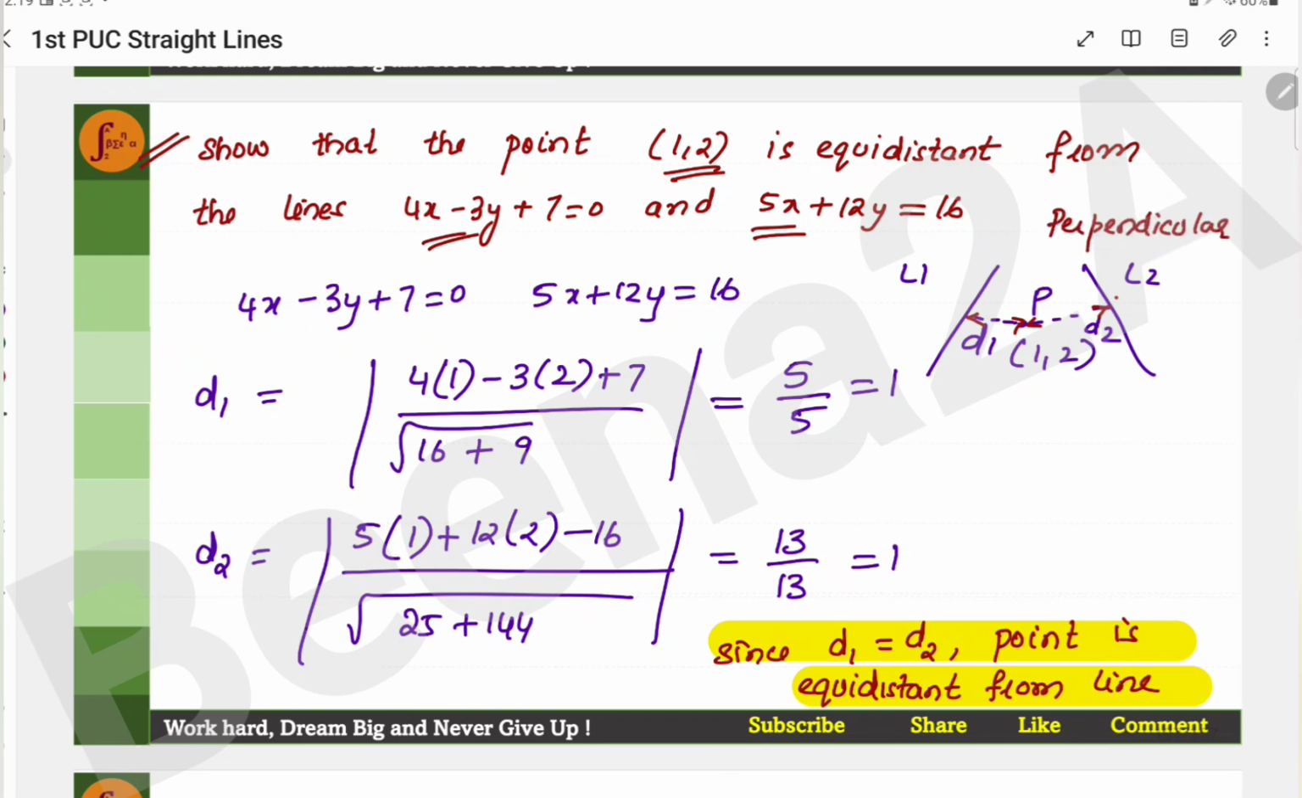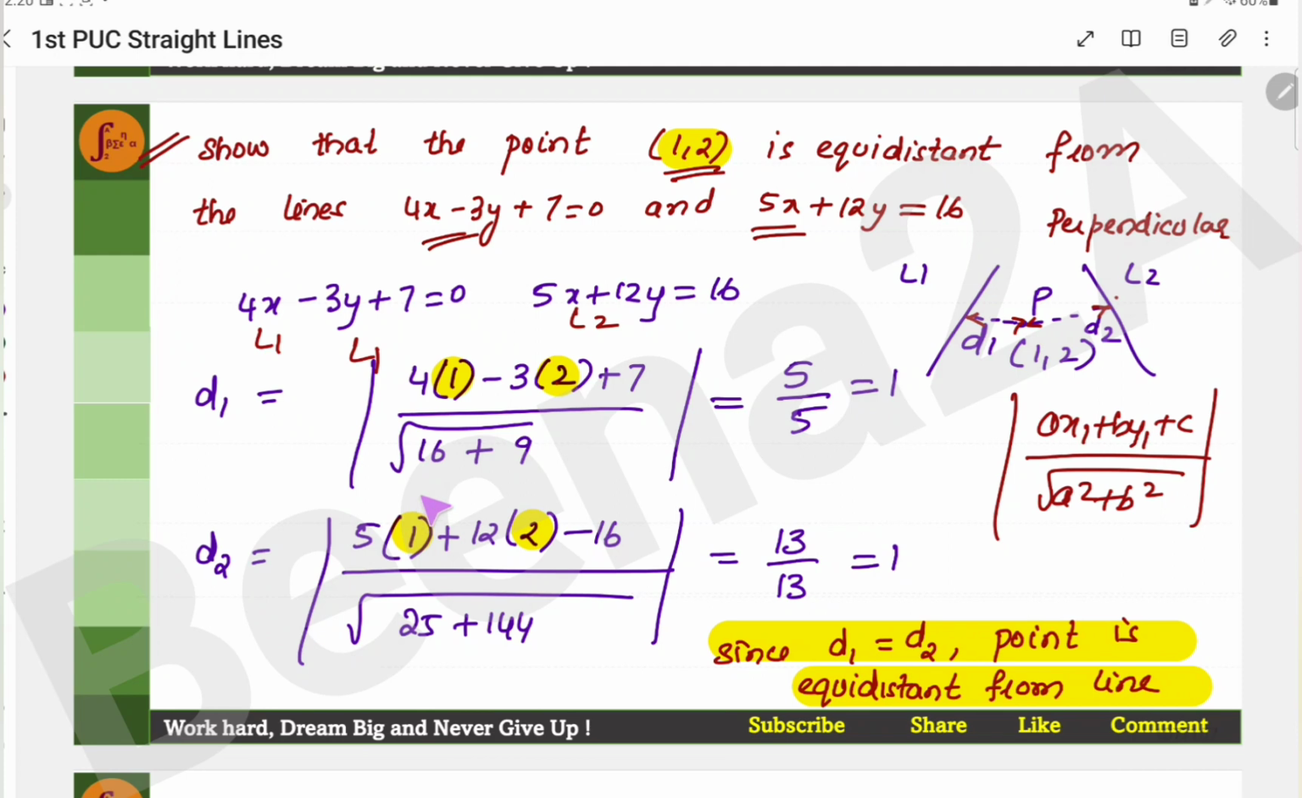So we'll take the formula, this one, the modulus of ax1 plus by1 plus c, by the root of a square plus b square. We'll use this formula. We'll take the first line, say line 1, line 2. We'll take line 1 here. Instead of x and y, we'll put the point 1 and 2. And we take here L2. We calculate, and you notice you will get the same distance, 1 unit, 1 unit. Since d1 is equal to d2, the point is equidistant from the lines.